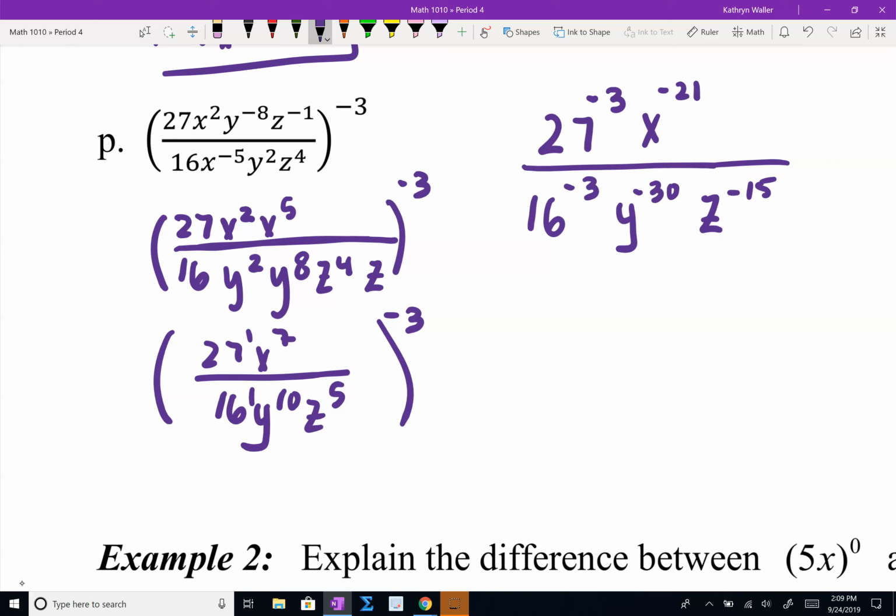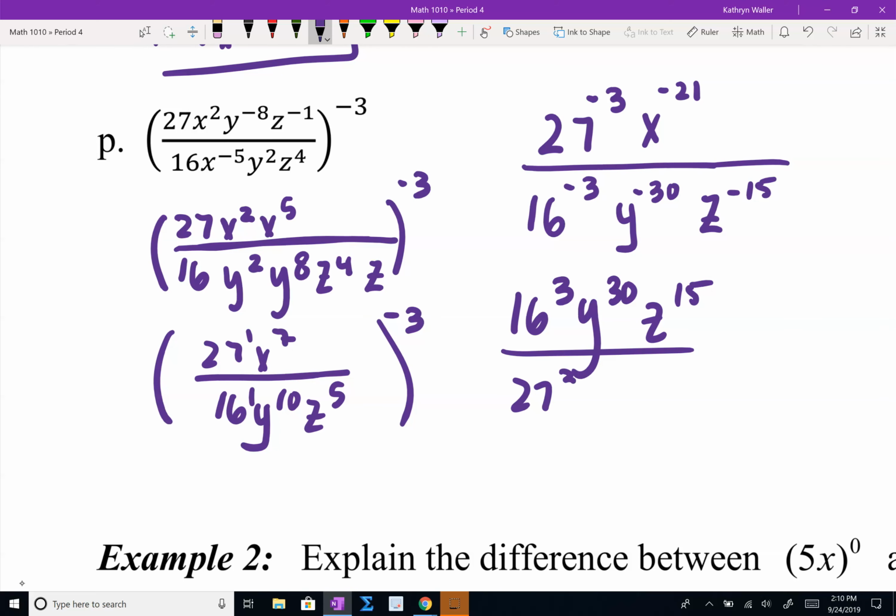So flip-flop the whole thing. So you have 16 to the positive third, y to the positive 30th, z to the 15th, over 27 to the third, and x to the 21st. So that wasn't scary or tough. You just switched everything. That's easy, right?